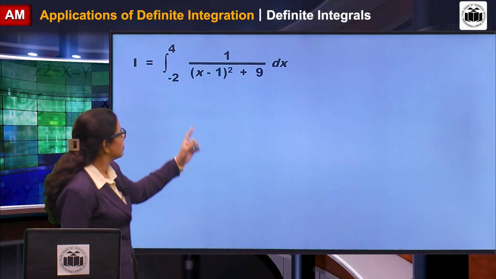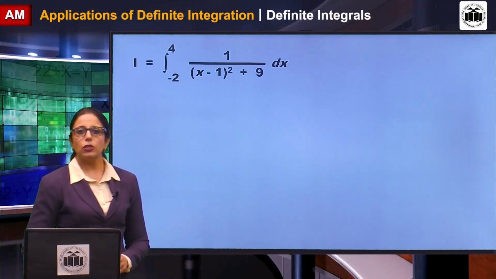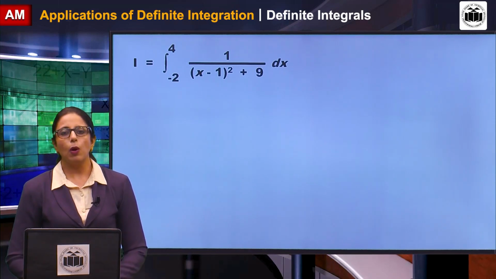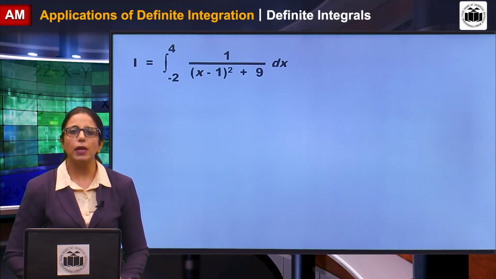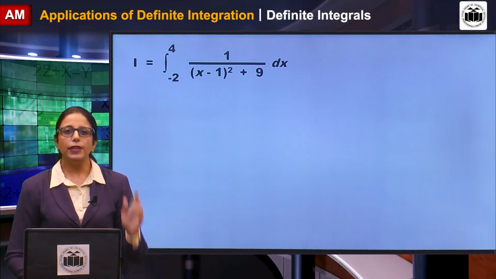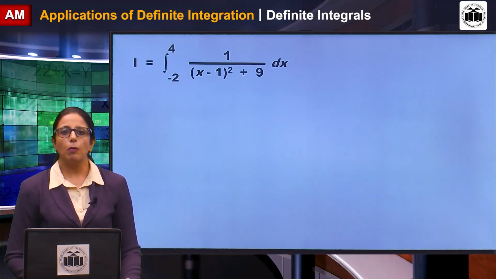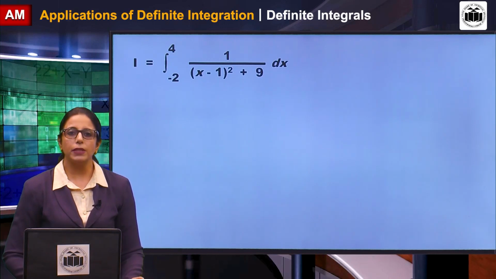Yes, so we get 1 upon (x minus 1) the whole squared plus 9. So you can see, is it in the form 1 upon x squared plus a squared? Can you identify it in that way? Yes, students, it is in the form 1 upon x squared plus a squared.